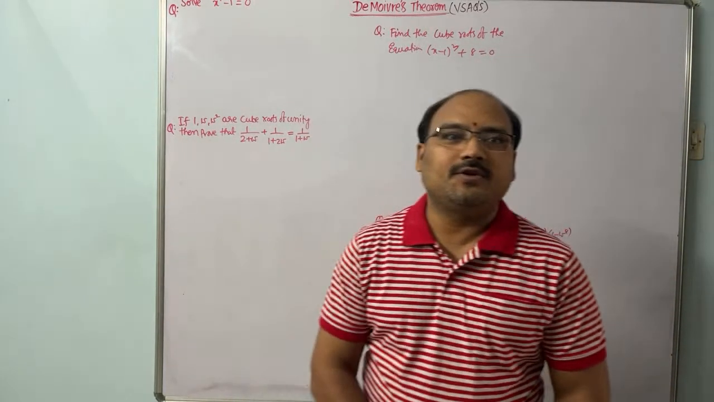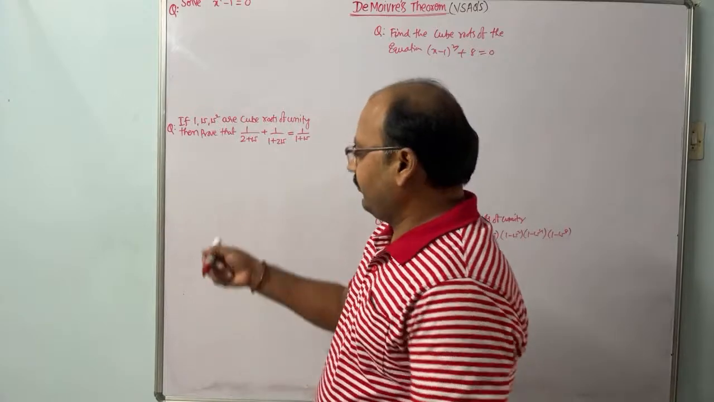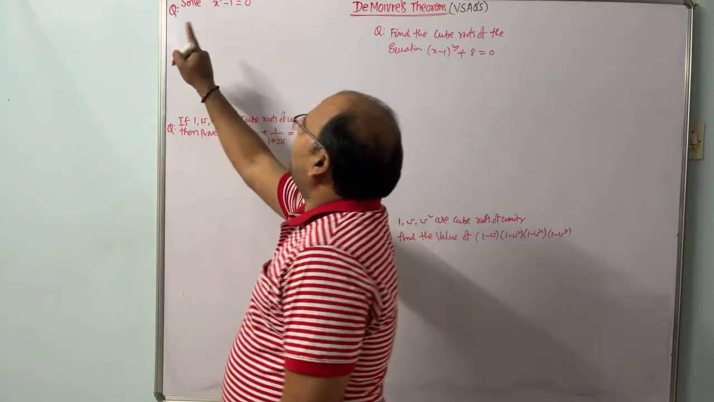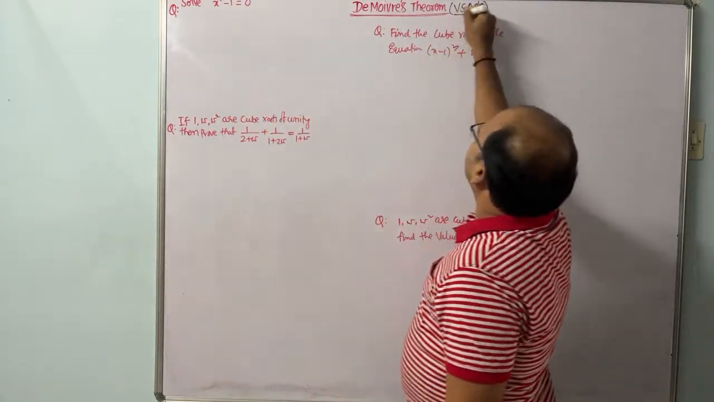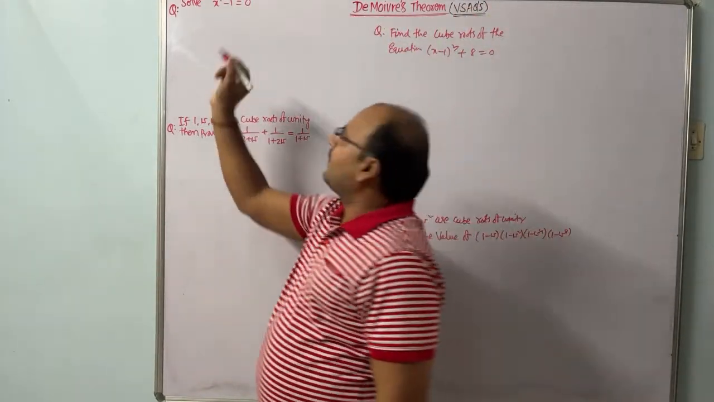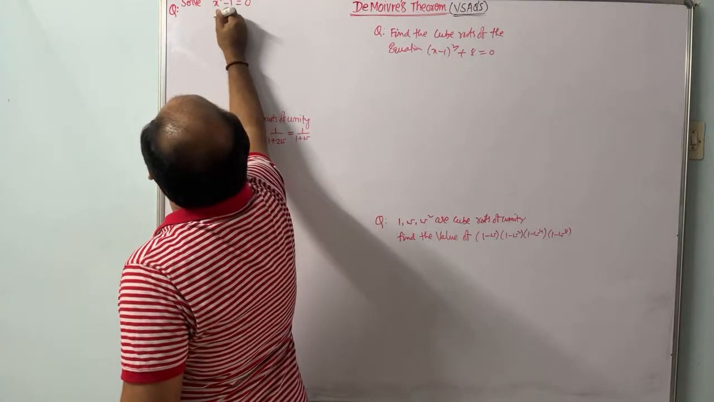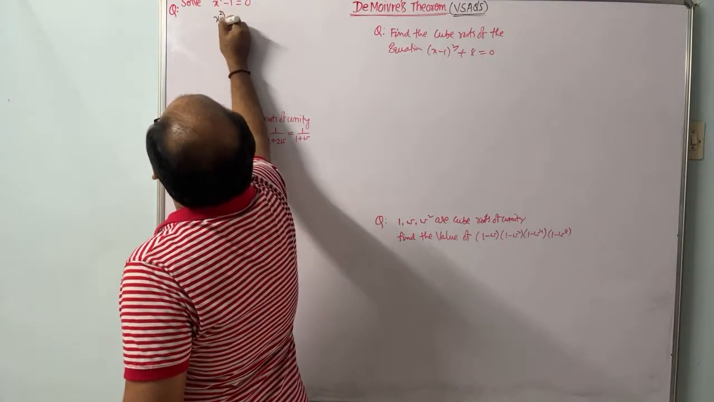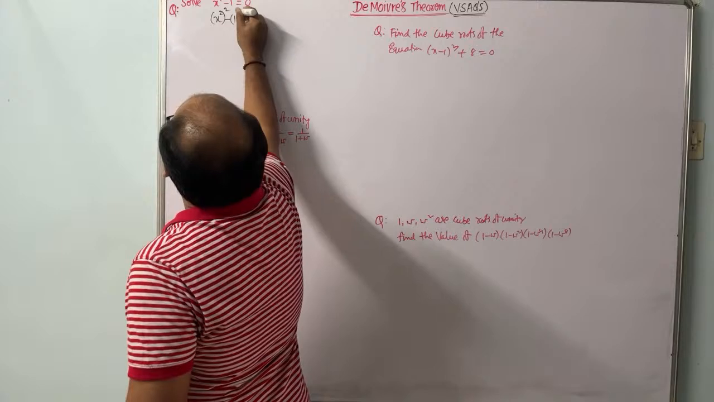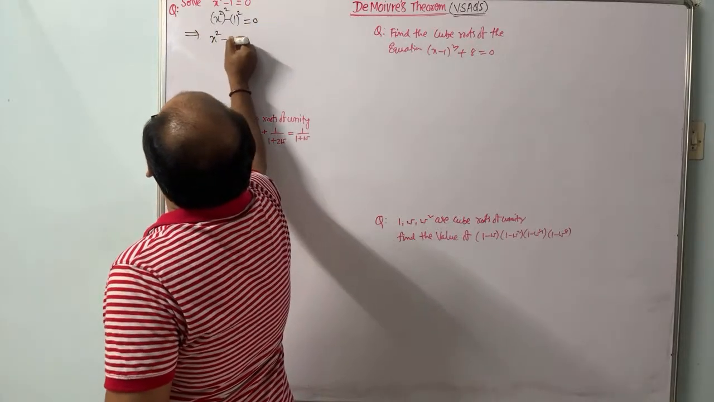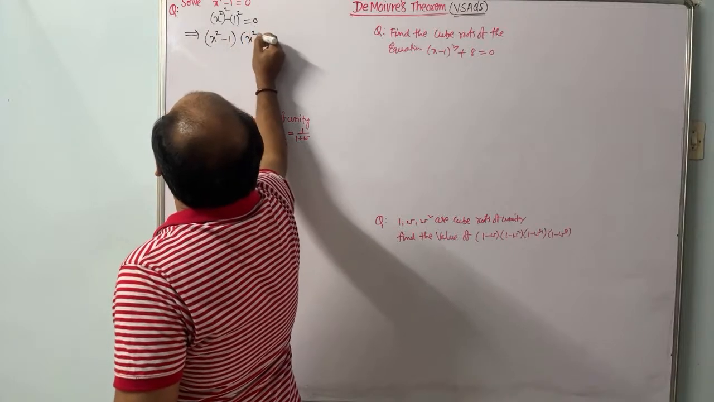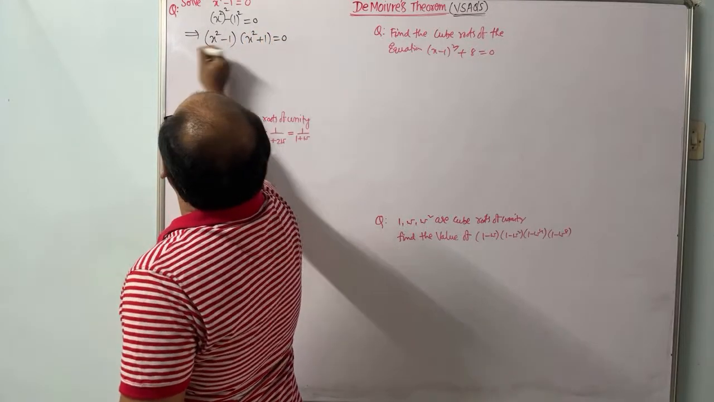Dear students, this is the continued video. Solve x power 4 minus 1 equal to 0. Simple question, and this is a VSAQ, which is especially what we are discussing. x power 4 minus 1 we can write as (x square) whole square minus 1 square equal to 0. That implies (x square minus 1)(x square plus 1) equal to 0.